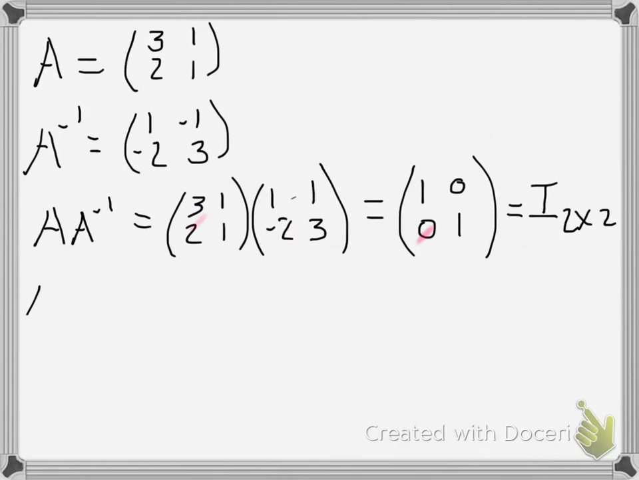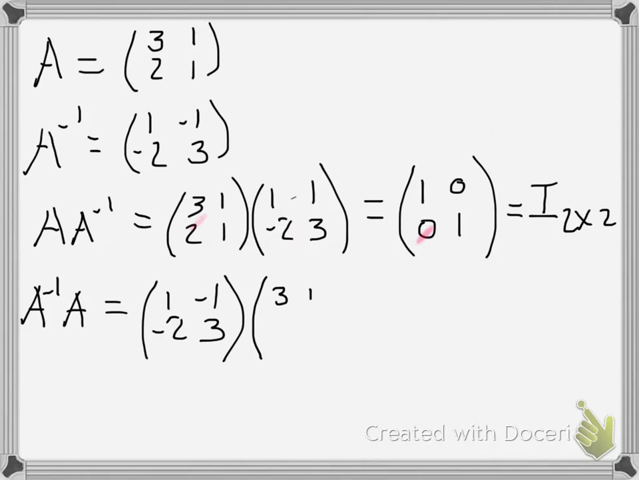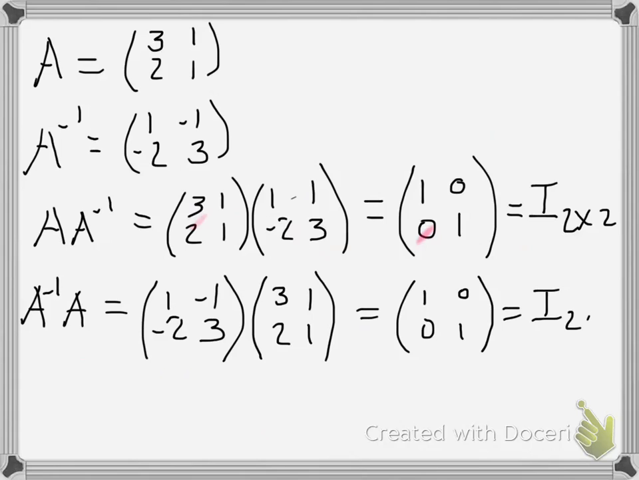So that's the fancy name for it. You can verify this on your own, and just watch. If I do the other multiplication on the other side, I'm going to get the identity. So I can multiply on either side with the identity, the inverse, and I'll get back to the identity. Okay, so again, we get identity 2 by 2.